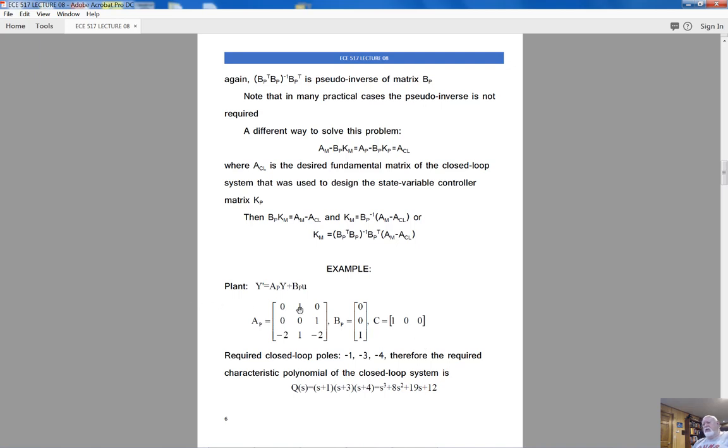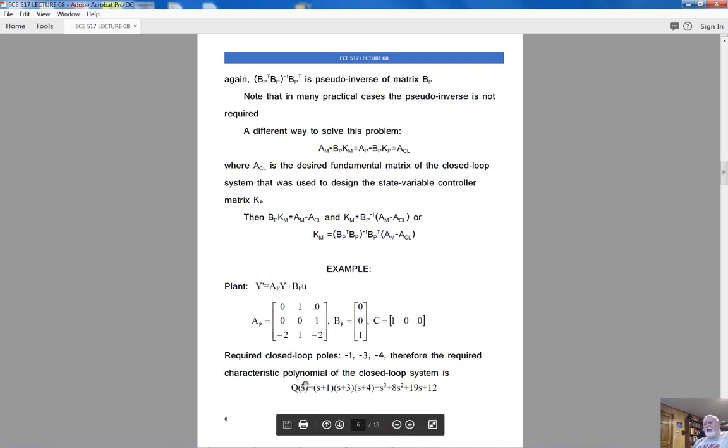If you take a look at this matrix AP, you would realize that its eigenvalues are not necessarily all in the left-hand side of the complex plane. As a matter of fact, this control plant with this matrix AP is unstable. We don't want it to be unstable. We want to stabilize this control plant. And therefore, we will make sure that the closed loop system will have these eigenvalues. The fundamental matrix of the stabilized control plant will have these eigenvalues.